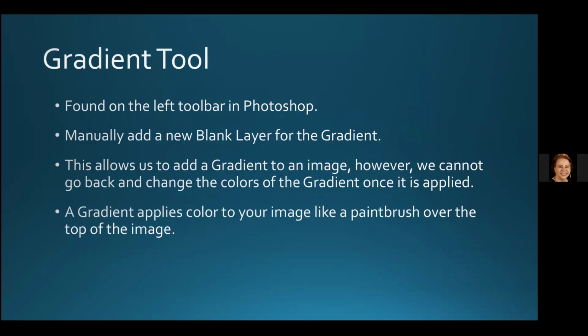There are several ways we can apply gradients and gradient maps. The first one is the gradient tool, which you find on the left toolbar in Photoshop. You would manually add a new blank layer for the gradient, and this would allow us to add a gradient to an image. However, we cannot go back and change the colors of the gradient once it's applied. You would need to delete the layer and then re-add a new one. A gradient applies color to your image like a paintbrush over the top of the image, and you'll see what I mean by that as we get into the projects.